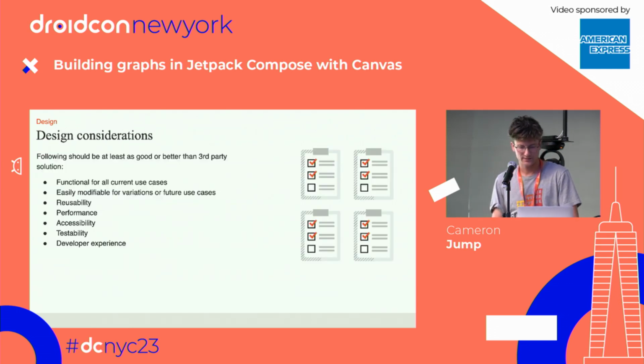Also some considerations in general: it needs to work for all use cases. It should be easily modifiable for any variations or future use cases. I wanted to build it for reusability, and it should be more performant than our third-party library. Designing with accessibility in mind and testability. And developer experience, I'm considering the sum of all these together and how easy it is for the developer to build with these things.